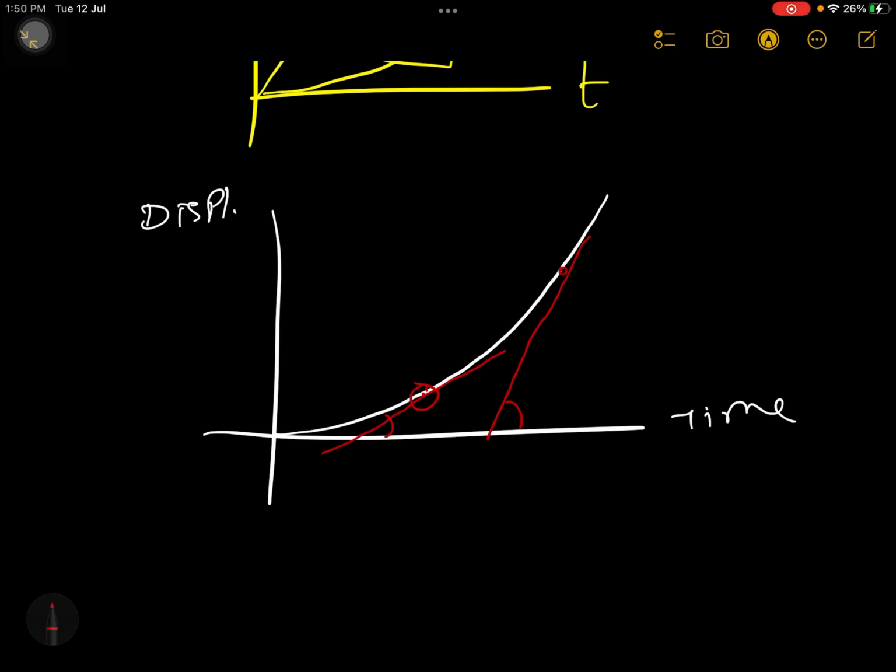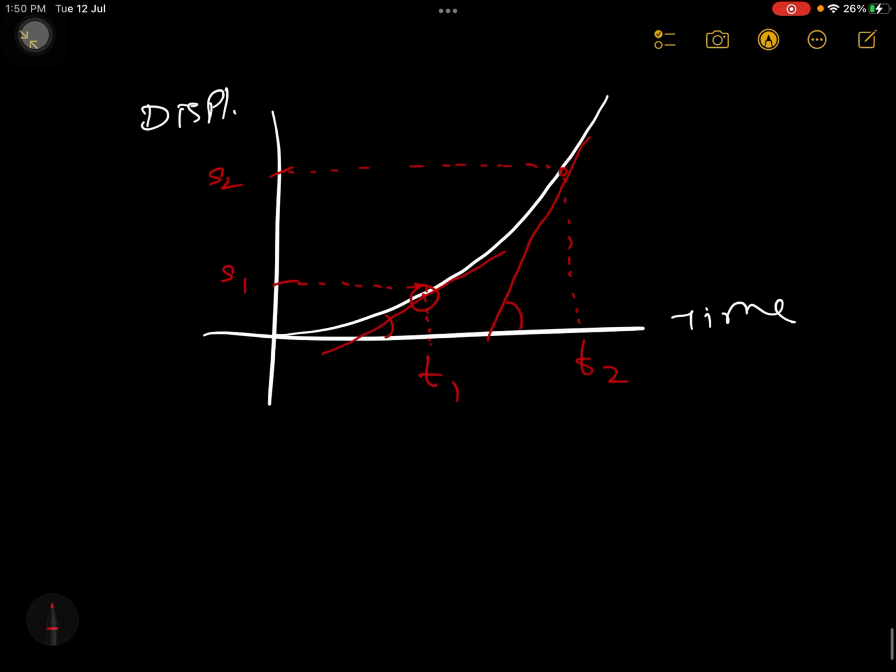See, a few things you have to keep in mind. At this location, what is your time? t1. At this location, what is your time? t2, right? At this location, what is your displacement? Suppose s1. At this point, what is your displacement? Suppose s2. Okay, but the problem is that time increases in this direction, and displacement can increase in this direction and also in this direction. I mean, displacement is a vector quantity, right? So displacement can even come in this direction, it can even go negative, but distance cannot.